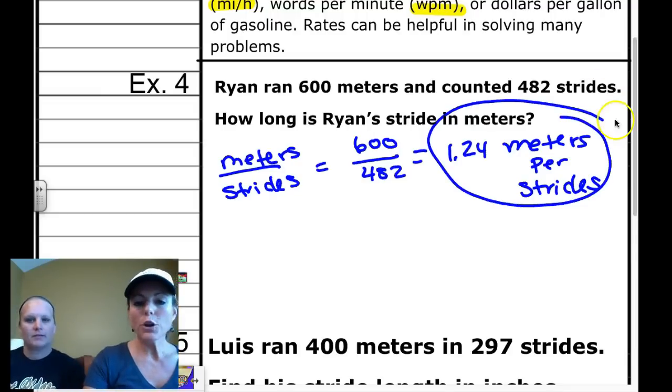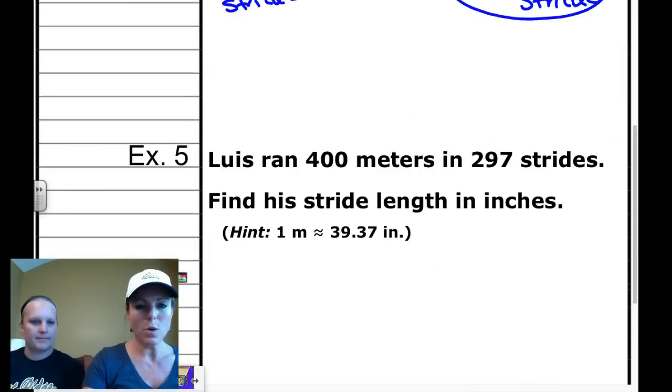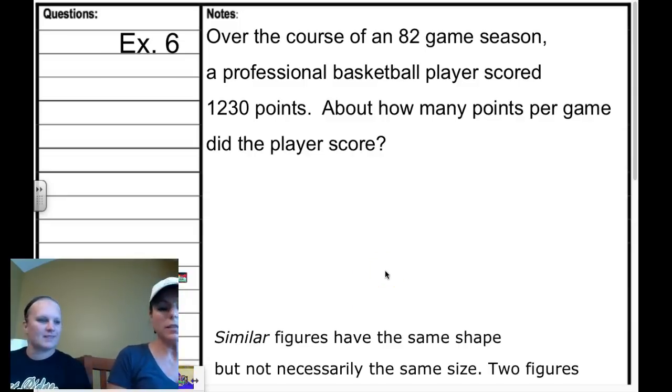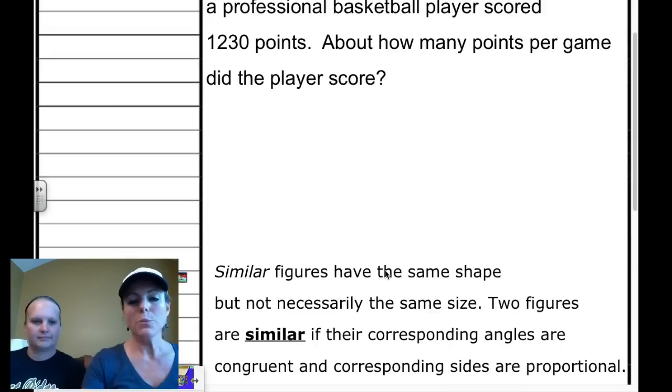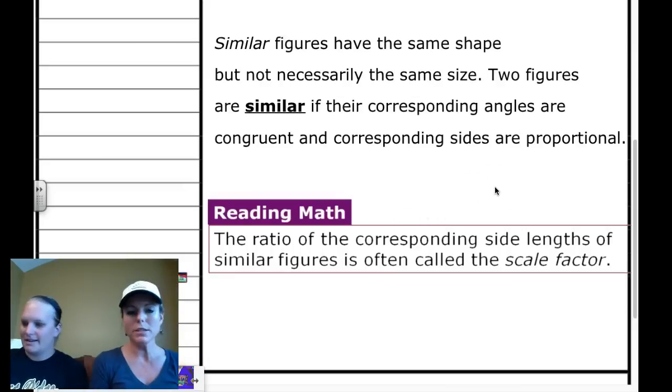Okay, so we're going to skip example 5 and do that in class. And we're going to go on to example 6, and we're actually going to skip example 6. We're going to go on and talk about similar figures, and I'm going to let Miss Boyd talk a little here. So we're going back to geometry. Similar figures have the same shape, but not necessarily the same size.